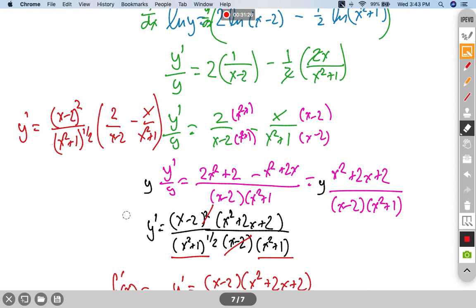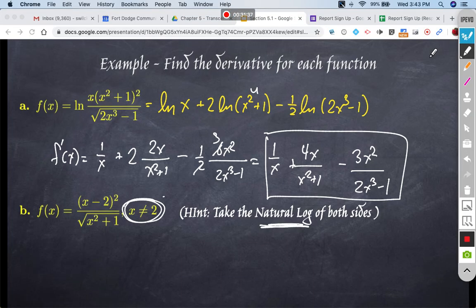But this is a way to sometimes make some of these nasty looking ones easier. A way to avoid the quotient rule, if you want to avoid the quotient rule, using logarithms.